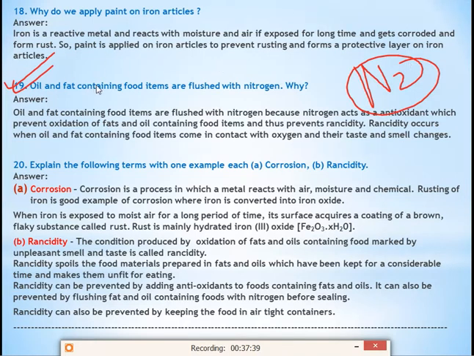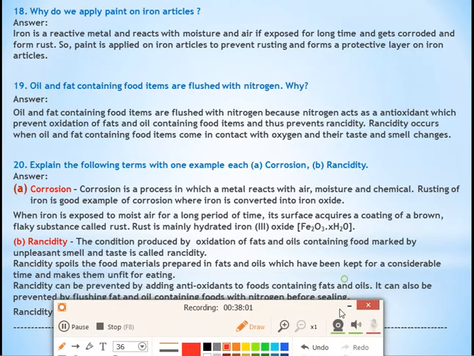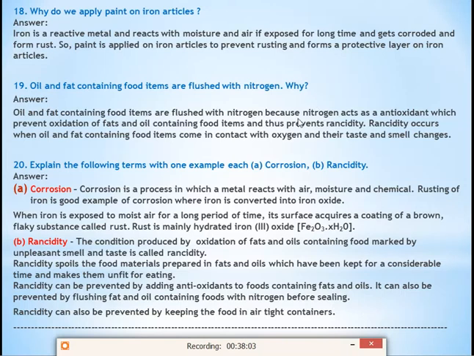So why are oil and fat containing food items flushed with nitrogen? Because nitrogen acts as an antioxidant. Remember this point. Nitrogen acts as an antioxidant which will prevent oxidation of fat and oil containing food items, and thus prevent rancidity. Remember the term rancidity. What is rancidity? When the taste and smell of oil and fat containing food changes. The food becomes rancid because of the oxidation of the oil and fat containing food, and that process is called rancidity.